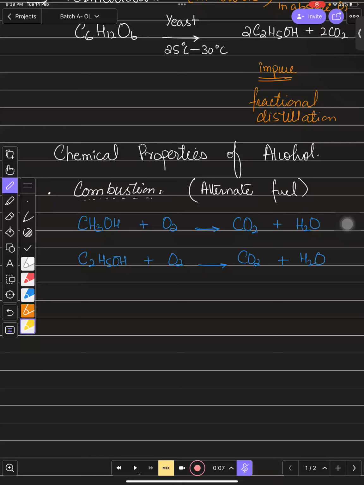Again, I told you that you need to balance carbon first, then hydrogen, and then oxygen. So the same pattern would be followed in this as well. पहले आपने carbon को balance करना है. Just look at over here, the carbon is already balanced. And over here you can write 2. Right, बच्चों?